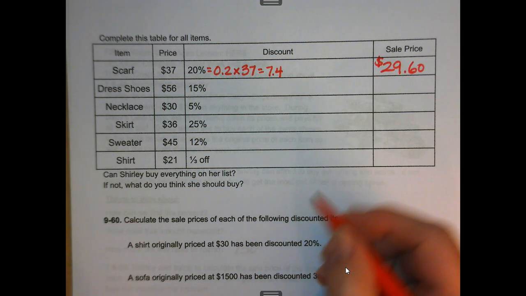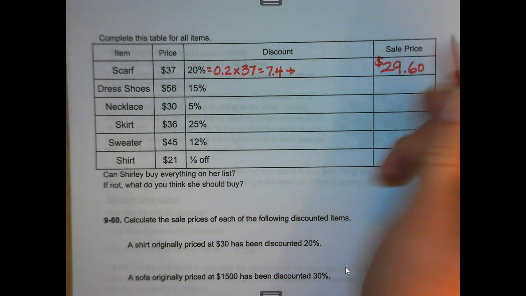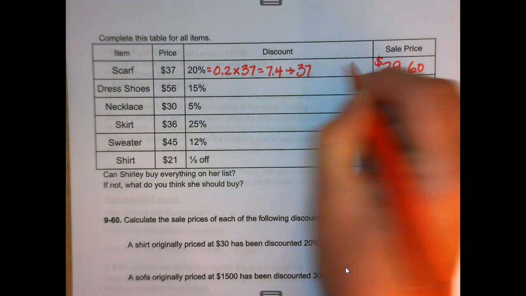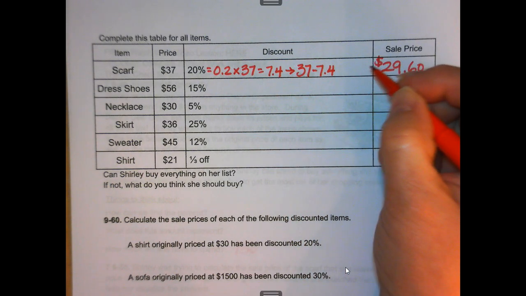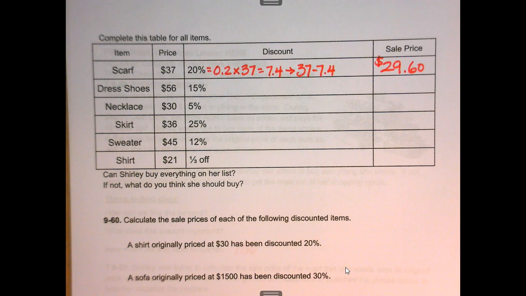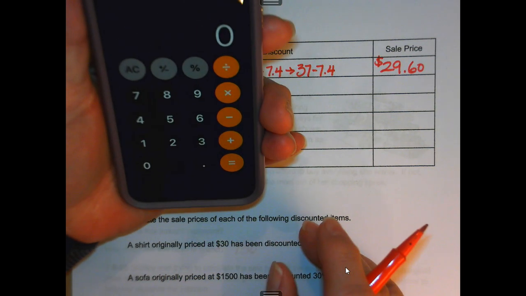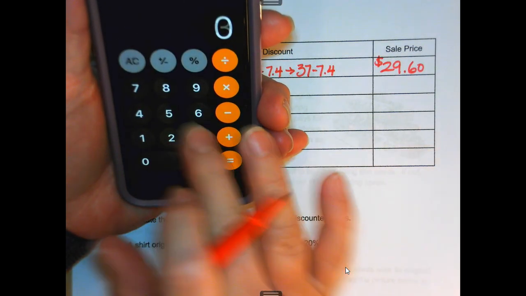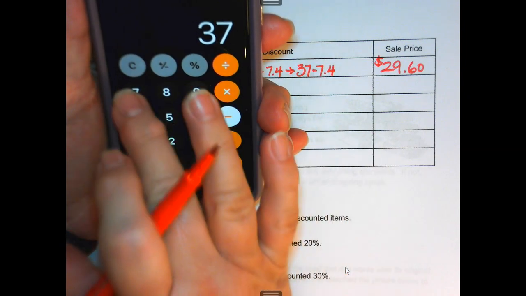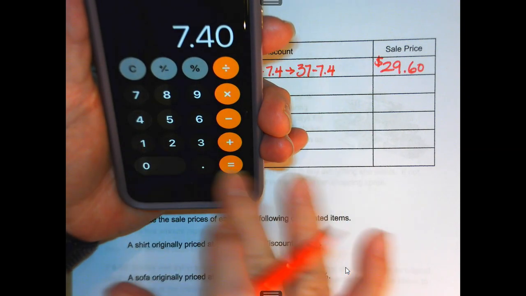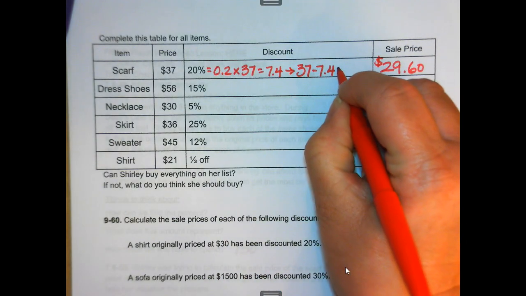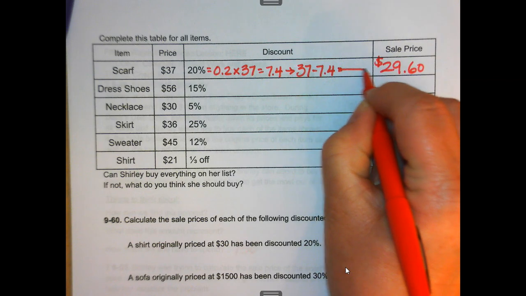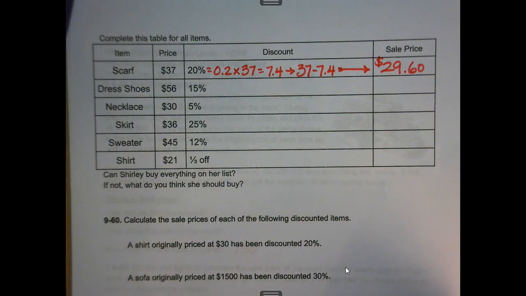So the next thing I'm going to do is start with my original price, subtract my sale price or my percent discount, and with a handy dandy calculator, we have 37 subtract $7.40. And we get 29 and 6 tenths. But when we write things as money, we like to write them with two decimal places.